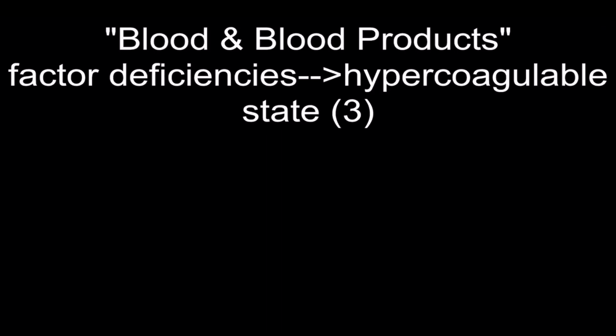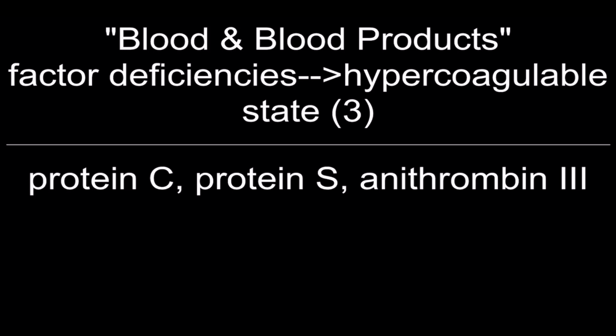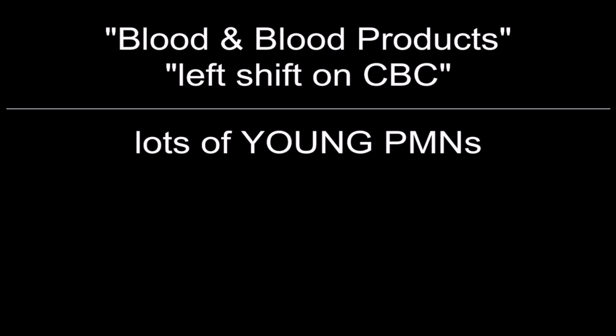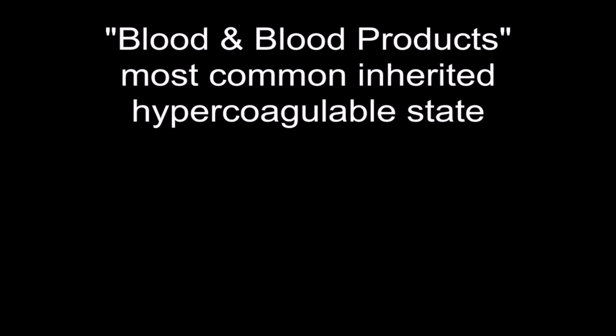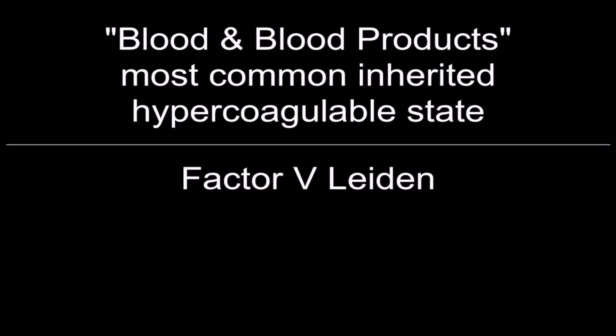What factors are deficient leading to a hypercoagulable state? Protein C, protein S, and antithrombin 3. What is a left shift on CBC? It's lots of young neutrophils. What is the therapeutic INR? With Coumadin, you look for INR between 2 and 3. Most common inherited hypercoagulable state: factor 5 Leiden.